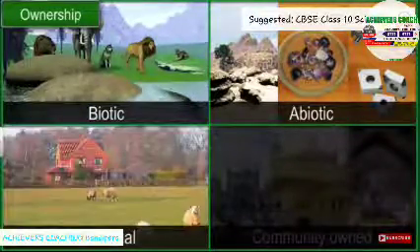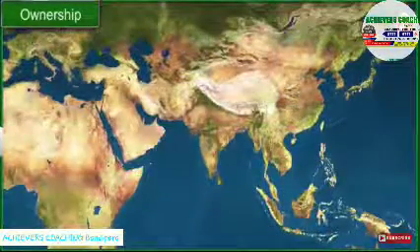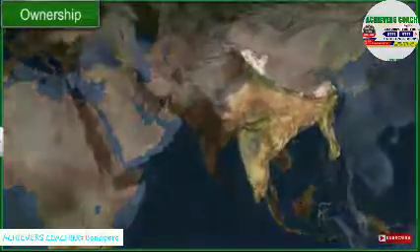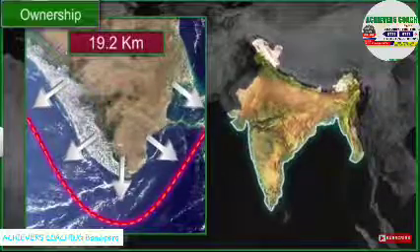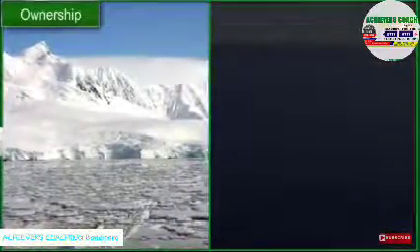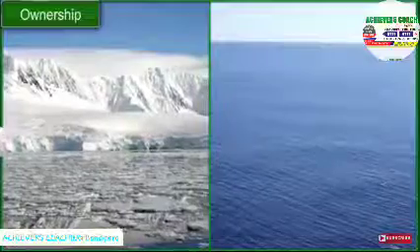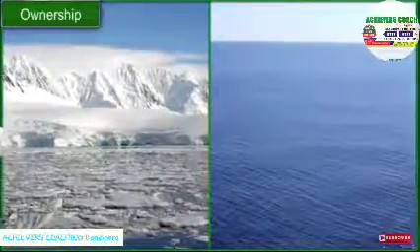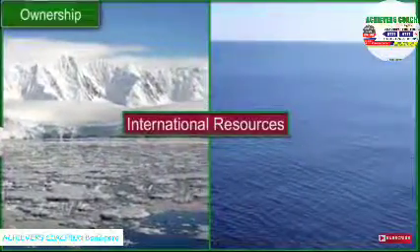All resources, whether biotic or abiotic, individual or community-owned, ultimately belong to the country. These include all the resources within the political boundaries of a country and till 19.2 kilometers into the sea from its coast. There are still some parts of land, like the icy continent, Antarctica, and the vast stretches of oceans, which are not owned by any particular nation. Resources found in these parts of the world are called international resources and are managed by institutions related to the United Nations.